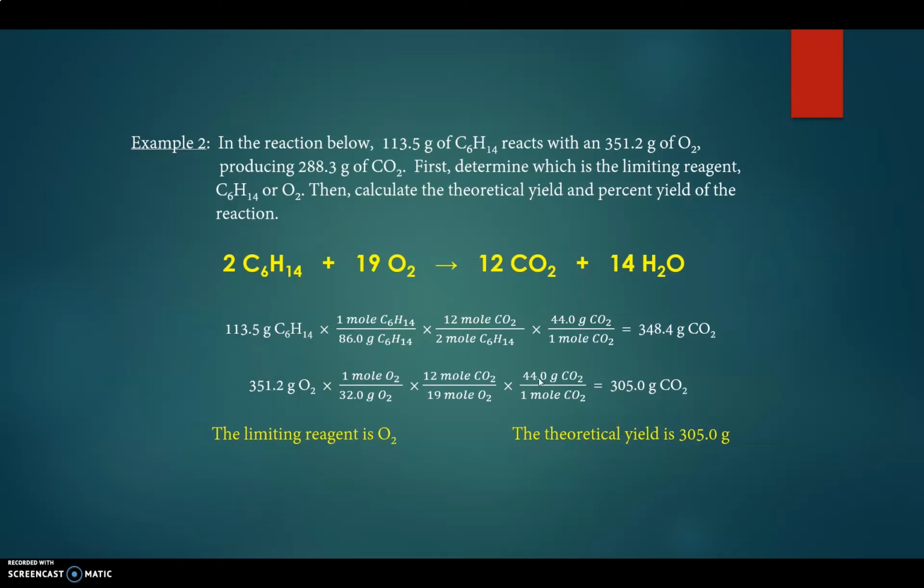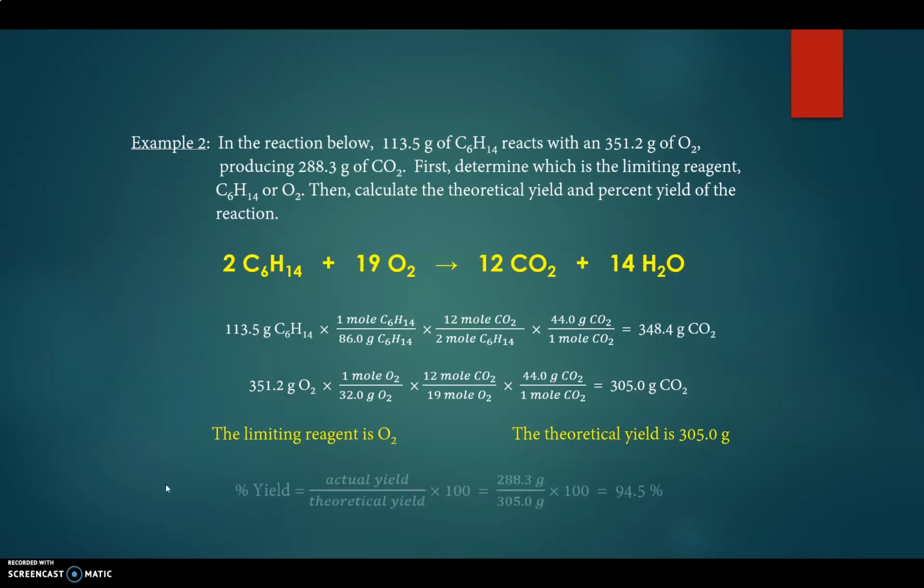So the hexane in this particular case would be an excess reagent. We had enough hexane to get all the way to 348.4 grams, so we're going to end up with some leftover hexane at the end. As soon as we reach 305 grams of CO2, we've run out of oxygen, and so even though there's hexane left, there's really nothing we can do with it.